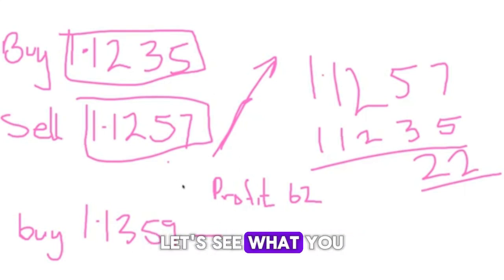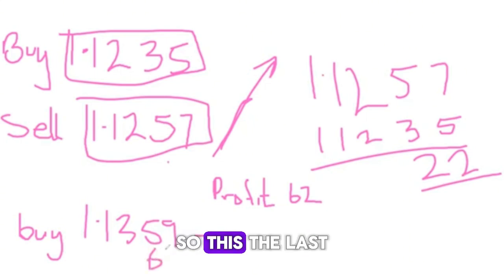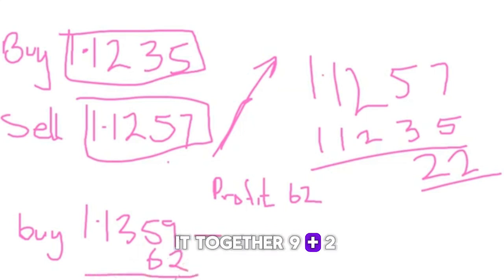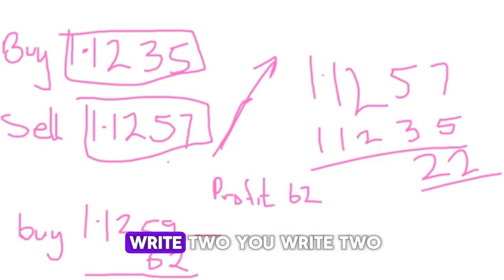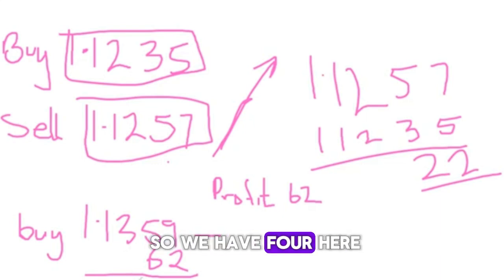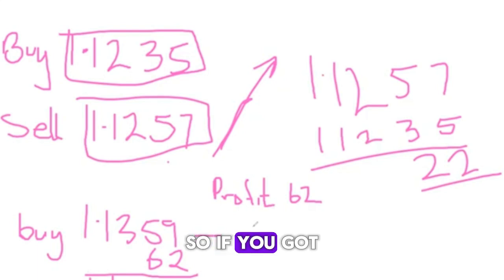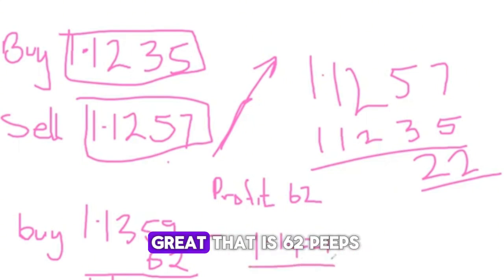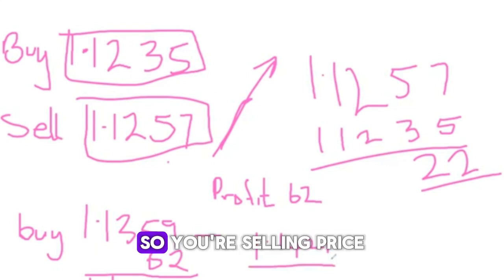Let's see. What you just need to do is to add 62 to the last 2 digits. So when we add it together, 9 plus 2 is 11. You write 1 and take 1. 6 plus 6, 12. You write 2 and take 1. So we have 4 here, then 1 and 1. So if you got 1.1421, bravo. Awesome. That is great. That is 62 pips, so that is your selling price.